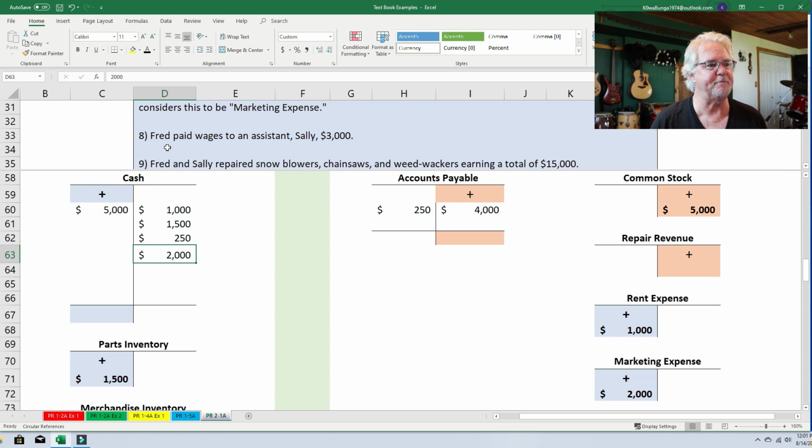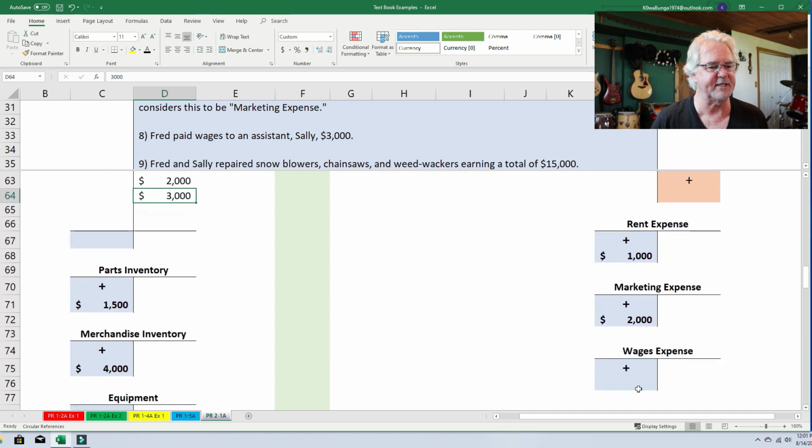Transaction number 8, Fred paid wages to an assistant, Sally, $3,000. So there we go. And Sally likes being paid in cash. And let's see if there's an expense, because this is a cost of doing business. In fact, that's what all expenses are. They're costs of doing Fred's job.